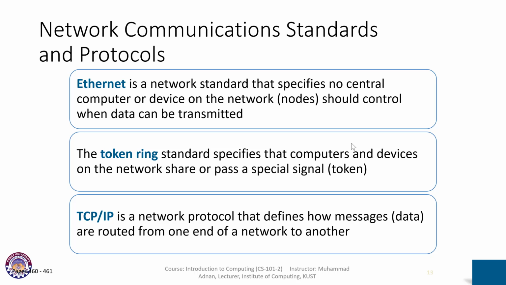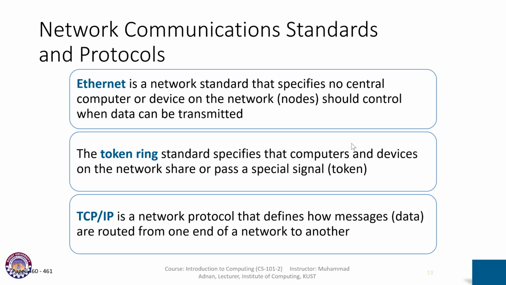Then we have another standard called token ring. The token ring standard specifies that computers and devices on a network share or pass a special signal called a token before the communication. So a computer that has a token can communicate, and then after successful communication, the token can be given to another computer to carry on the communication process.